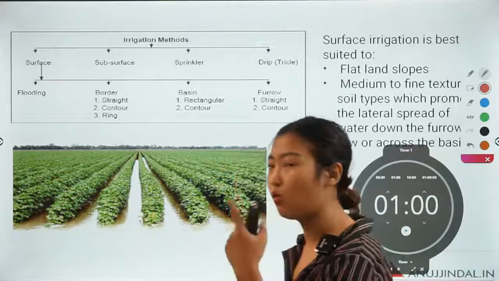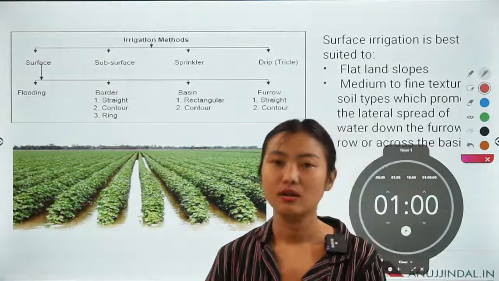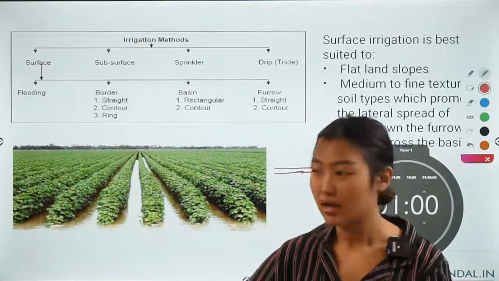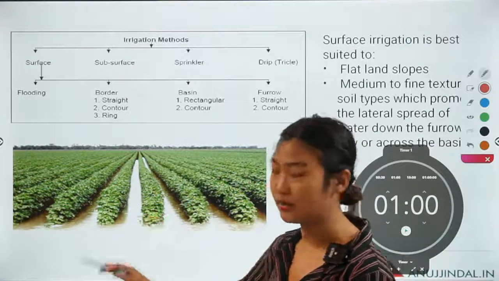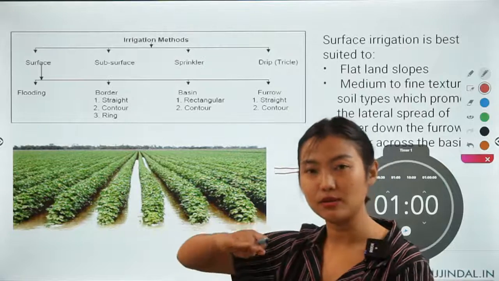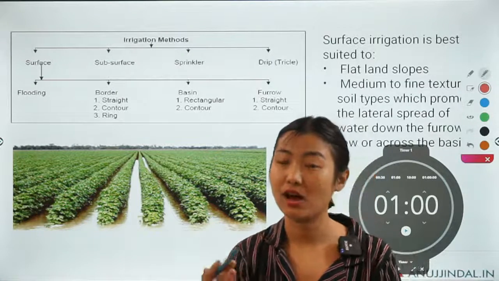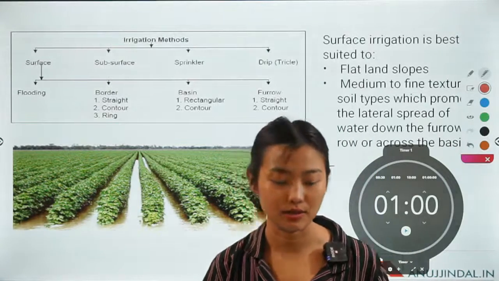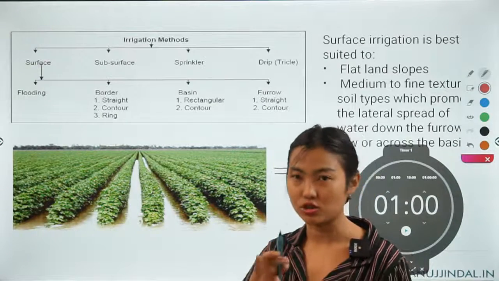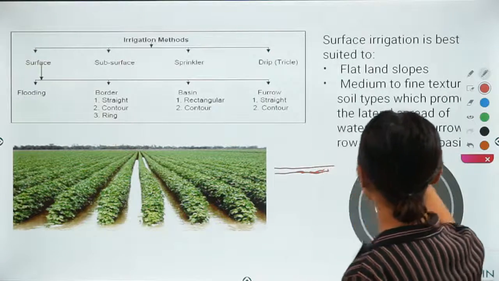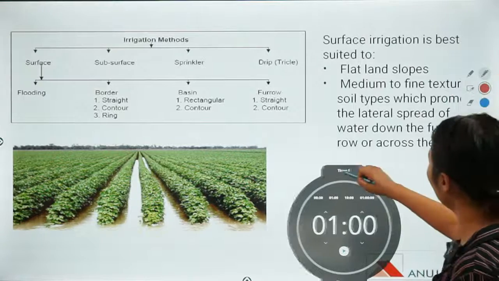So remember this: waterlogging and soil salinity chances can also be high, because the surface method is usually performed in a very low lying area where there's a high chance of heavy clay materials, right? And in that way, waterlogging can be high. Okay, so let's just move on quickly.